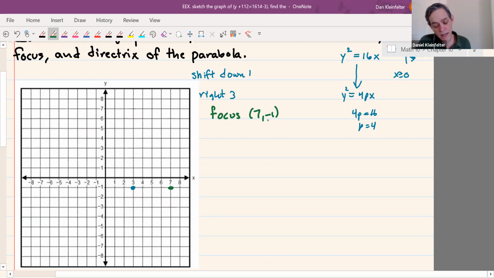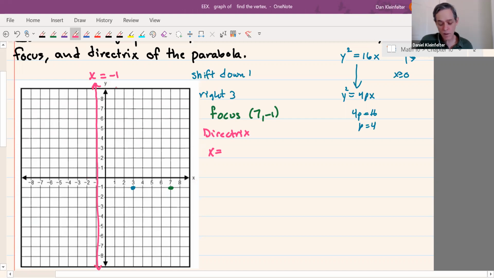Along the way, let's go ahead and get the directrix while we're at it. The directrix will have to be vertical, so it will be x equals something. If p is 4, that means it'll have to be 4 units to the left of where the vertex is. So if the vertex has an x coordinate of 3, then the directrix will have an x coordinate of -1. Okay, so there's that.